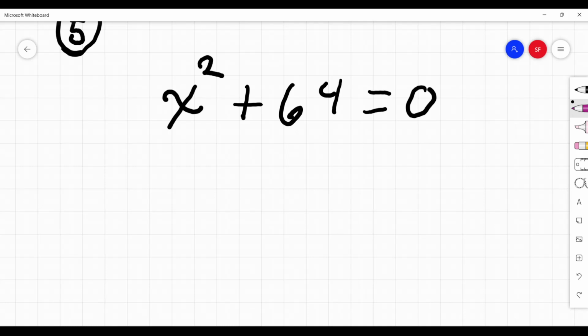So the first thing we have to do is get the x squared by itself, right? We're going to get the x squared by itself. Okay. So we're going to subtract 64, right?